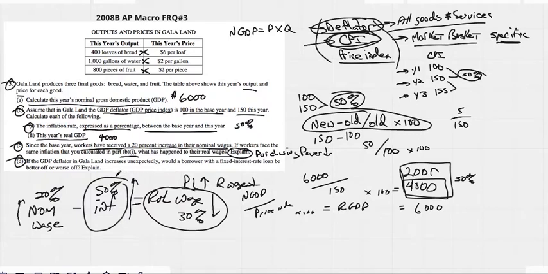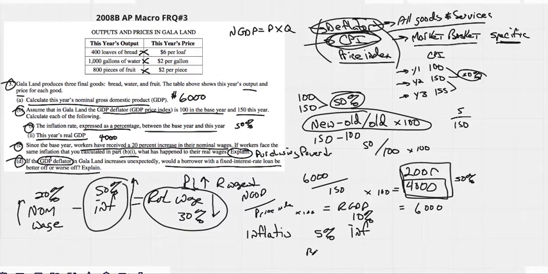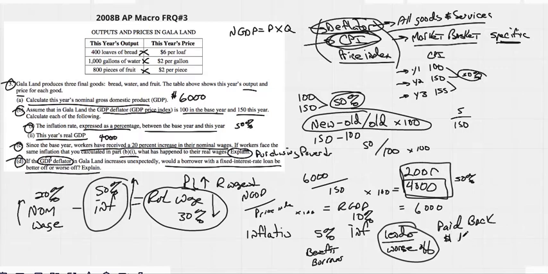All right, D, if the GDP deflator in Gala Land increases unexpectedly, would a borrower with a fixed interest rate loan be better off or worse off? So if your GDP deflator has increased, that implies that there's been inflation. Would a borrower with a fixed interest rate loan? So what we tend to know is that if you borrow money at, let's say, 5%, but then the inflation rate goes up to 10%, this would benefit the borrower. This would harm the lender. The lender would be worse off. Because the idea here is that the lender is now being paid back with dollars that have lower purchasing power.